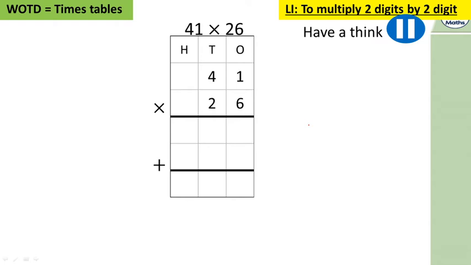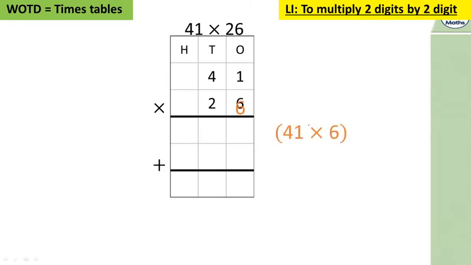Okay, so we're going to work through 41 times 26. So let's go. We've got 41 times 26. We need to do our ones column first. So we are doing 41 times 6. So 6 times 41 first. The first thing we need to do is the ones column. So we're doing 6 times 1, or 1 times 6, which we know is 6.